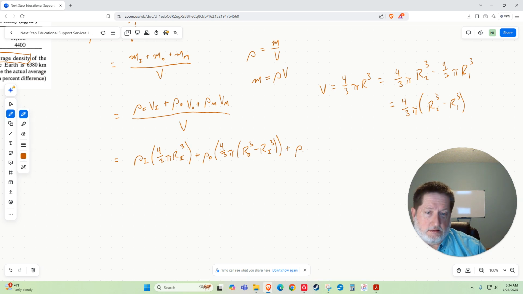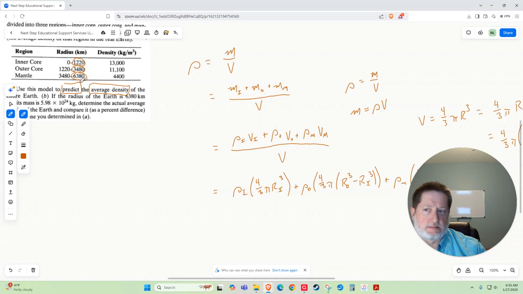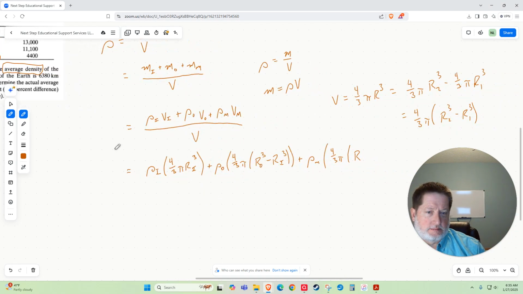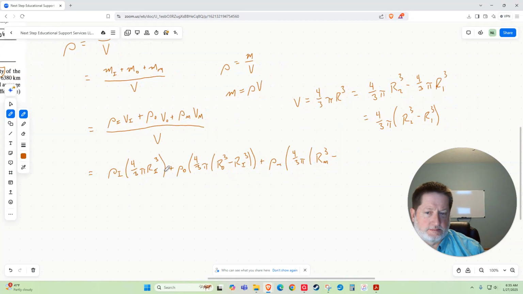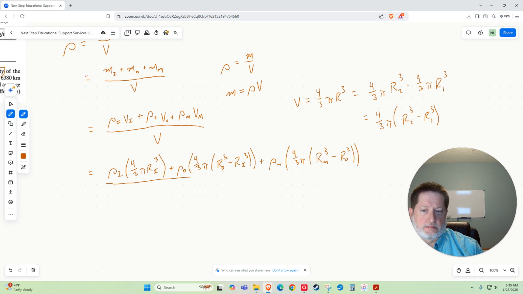So I also now calculate the mass of the mantle by multiplying its density times 4/3 pi. In this case, the radius of the outer portion of the mantle, this thing I'm calling Rm, minus the portion that is not included in the mantle, which is going to be the radius of the outer core. Now, this gives me all of the masses of each of the individual regions. Now divide that by the volume.